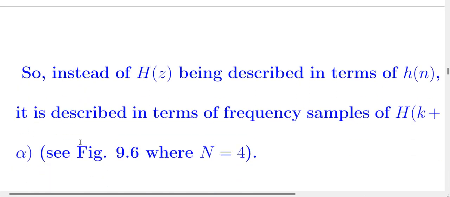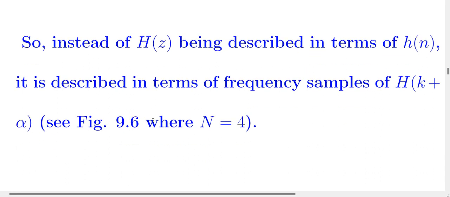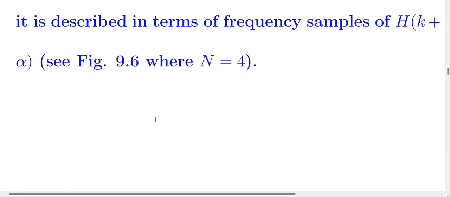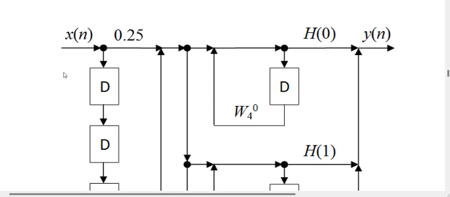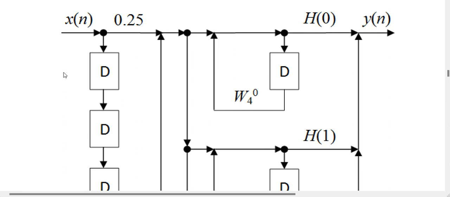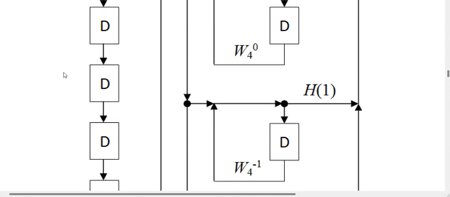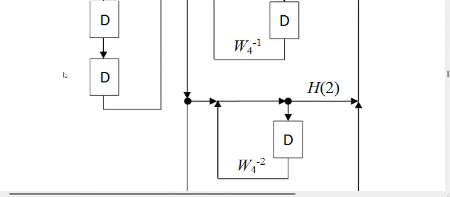So, instead of H(z) being described in terms of h(n), it's described in terms of frequency samples H(k) plus alpha, see Fig 9.6, where N is equal to 4. Here you see the structure. Moving fast.